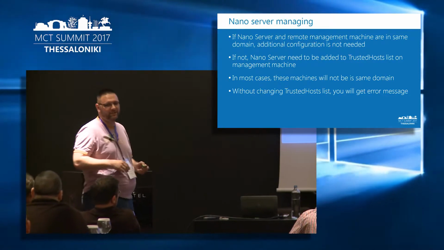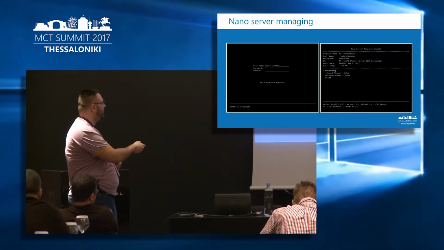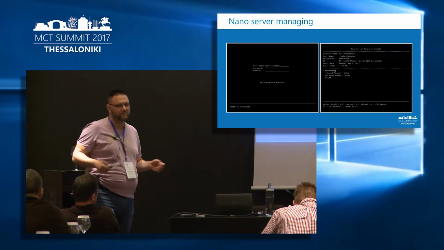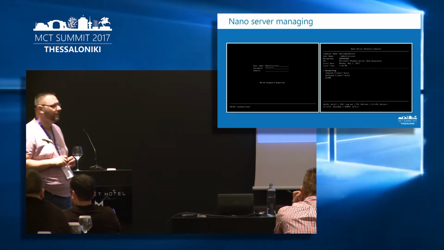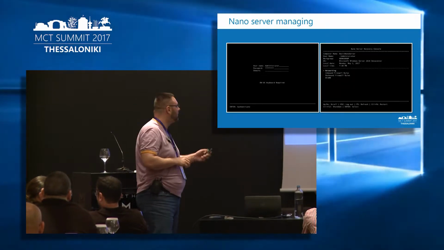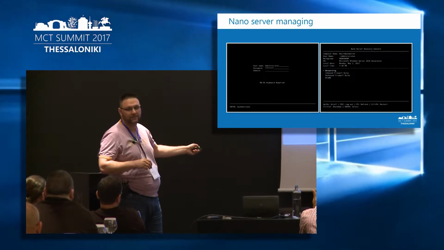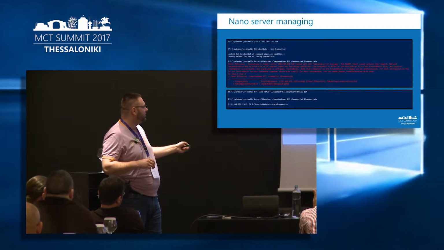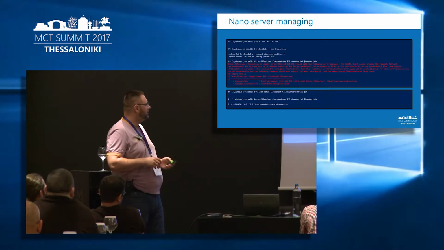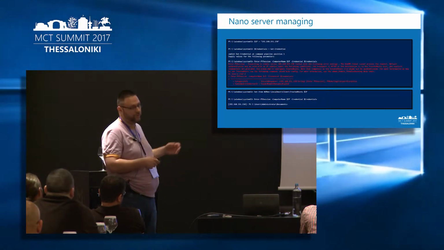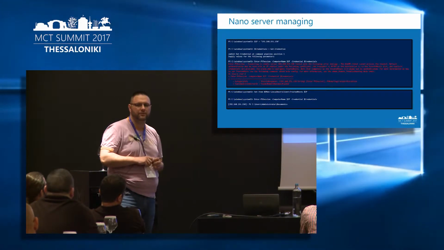That's Nano Server. Black screen, white letters. You need to log in and just simply review. If you don't have trusted host configured on your local machine, you will get this error message. You need to add this line, Set-Item WSMan, blah blah blah, IP, and add that to trusted hosts. I will show you in the demo, and now you can connect via PowerShell to a Nano Server.